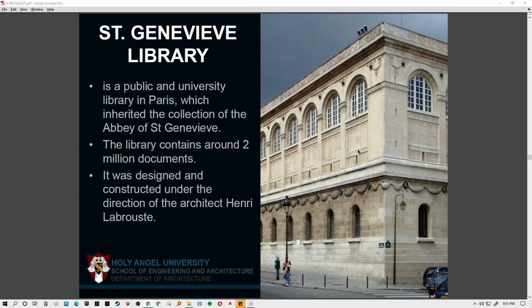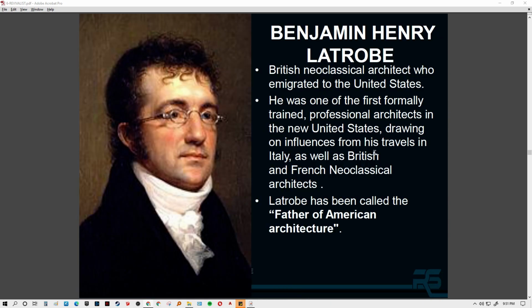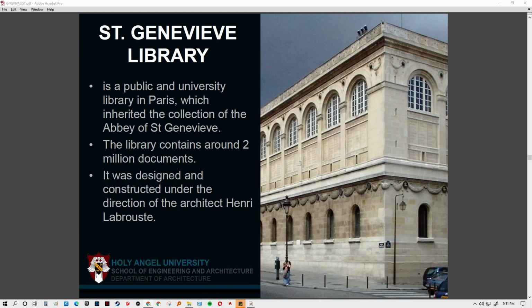He is called the father of American architecture since he is the first formal professional architect in the United States. Most of his designs are public structures or were converted to public buildings, such as this St. Genevieve Library, used as a public university and library in Paris, which has the collection of the Abbey of St. Genevieve.